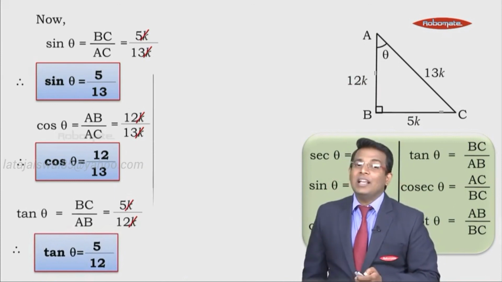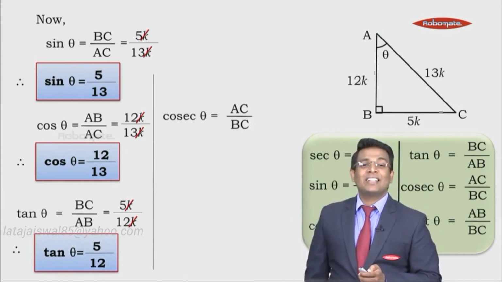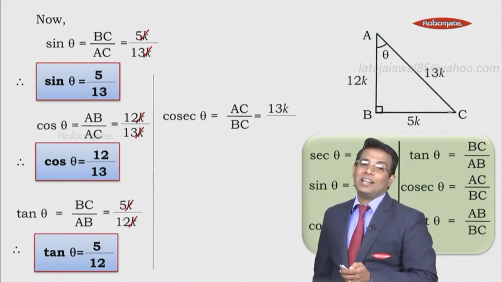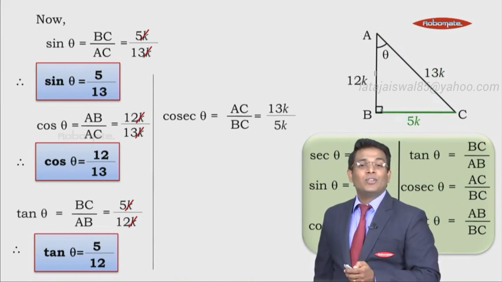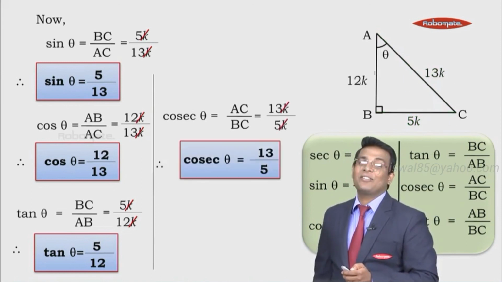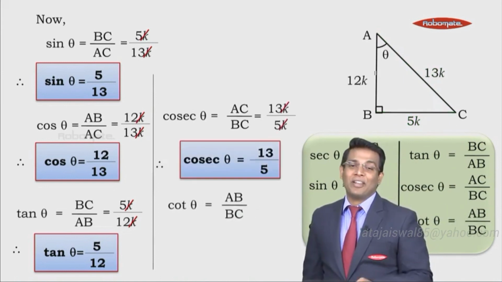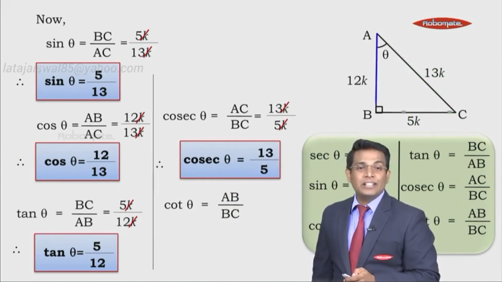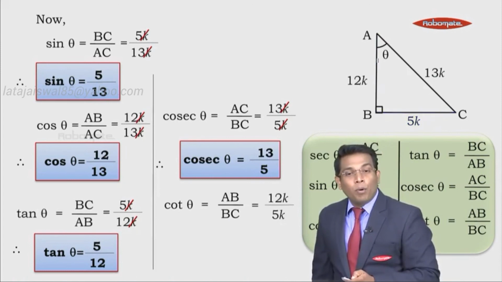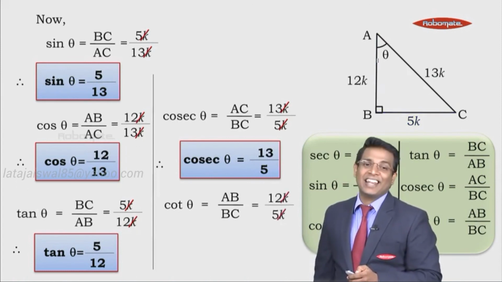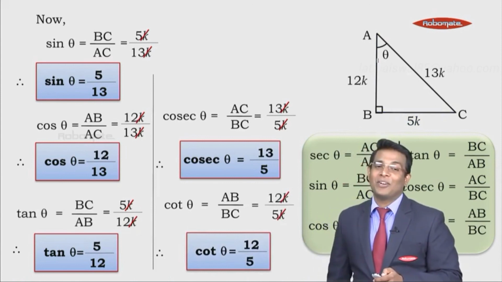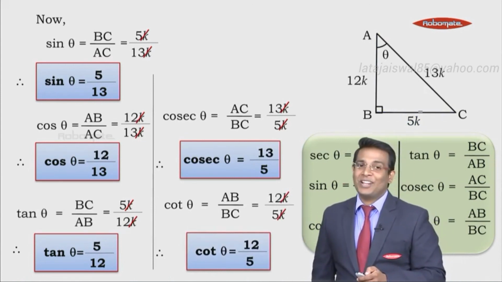The next one, the value of cosec theta is going to be AC upon BC. That means it is 13K upon 5K. So here K and K get cancelled. We get the value of cosec theta as 13 by 5. The value of cot theta is AB by BC. That means it is going to be 12K upon 5K. Again K and K get cancelled. We get the value of cot theta is equal to 12 upon 5. Wasn't that easy? A very, very simple sum.